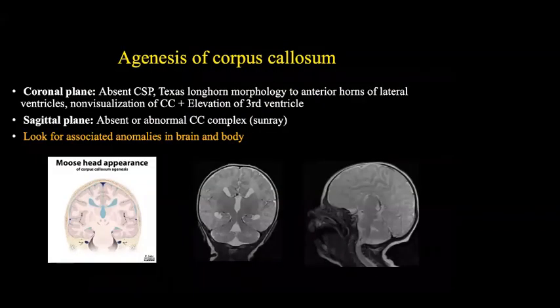On the coronal, still absent cavum septum pellucidum, but then you also have a certain appearance, they call it either Texas horn or moose head appearance for the frontal horns of the lateral ventricles, elevation or high riding of the third ventricle, and then on the sagittal, which is the easiest one, where you see absence of the corpus callosum, but you also see the approximation of all the gyri towards the midline. Once you see absent corpus callosum, then you would think of any associated abnormalities, whether within the brain or within the body.